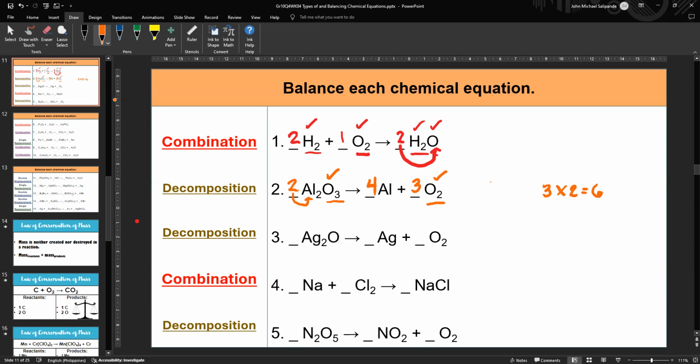Okay, next, number 3, we have Ag2O decomposing to Ag plus O2. I'd like to start with Ag. There are 2 silver atoms on the reactant side and only 1 on the product side. So we have to multiply Ag by 2. Now, let's talk about oxygen. We have 1 oxygen atom on the reactant side and we have 2 oxygen atoms on the product side. So to make the number of oxygen atoms on the reactant side 2 as well, we have to multiply Ag2O by 2. So at this point, oxygen is now balanced.